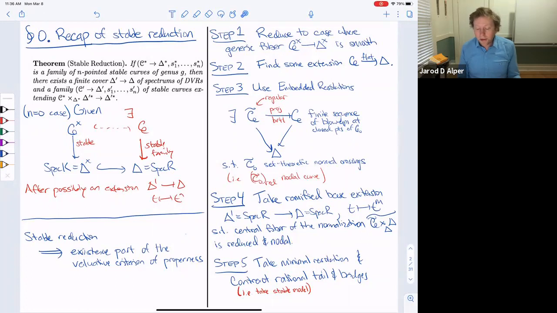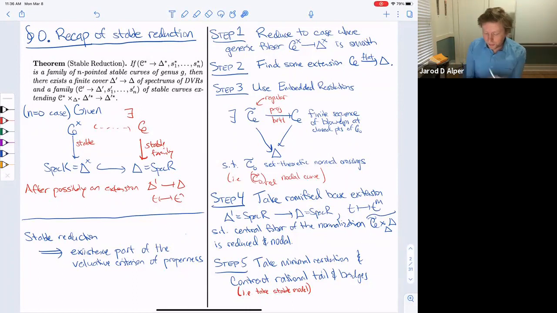And then you're in the situation of a family of nodal curves, like a semi-stable family or a pre-stable family of curves, and then you can contract the rational tails and bridges. That is, you take the corresponding stable model. And we showed more or less that this works in characteristic 0.